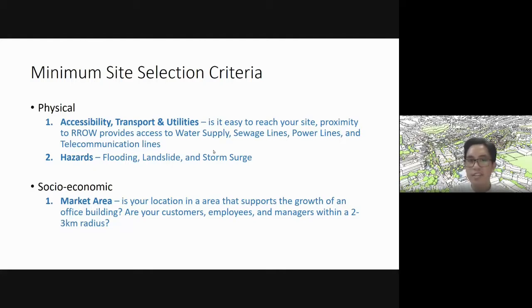And of course, hazards, as we discussed: flooding, landslide, storm surge. And finally, the market area. So is your site located nearby or within a 2 to 3 kilometer radius? Let's say 2 to 5, so you have more options of your customers, your employees, and managers, the people who will use your building.